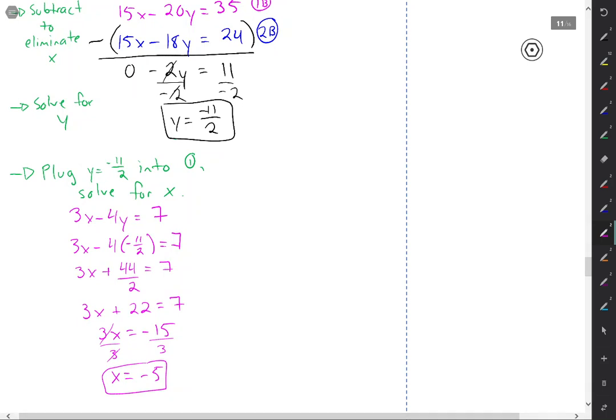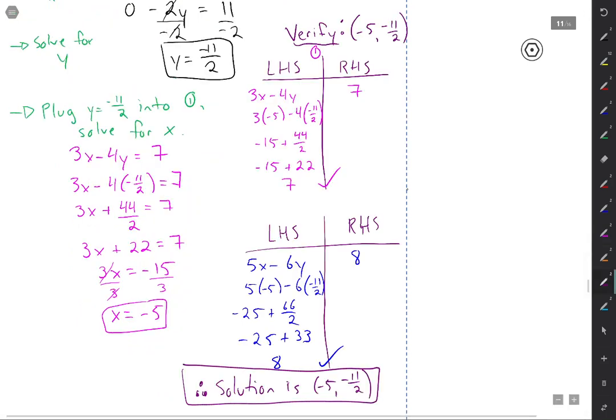So there's our solution. Now all we have to do is verify that it is correct. All right, so I did the left-hand side, right-hand side verification for both equations, number 1 and number 2, in blue here, and it worked on both of them with that solution we got. So our solution is negative 5 and negative 11 over 2.